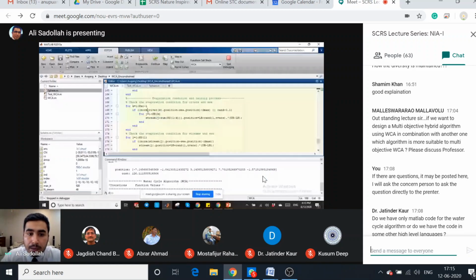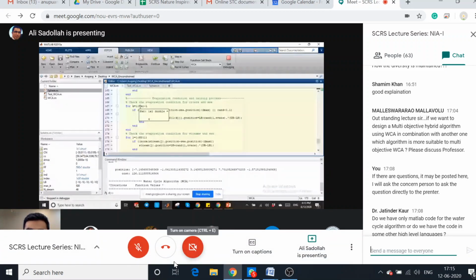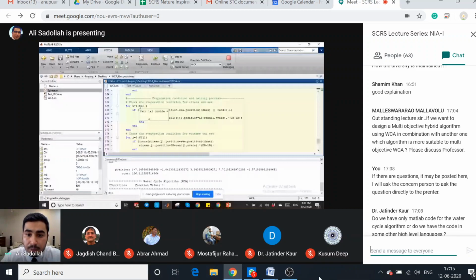How many times? This 3 times, 3 loops. How many times does this loop work? 3 times, like 1, 2, 3, because we have 3 rivers, and then find the position of the rivers with the sea. If this is smaller than this value or this possibility happens, then we have new streams based on the rivers. And then also check the evaporation condition for the streams towards the sea.